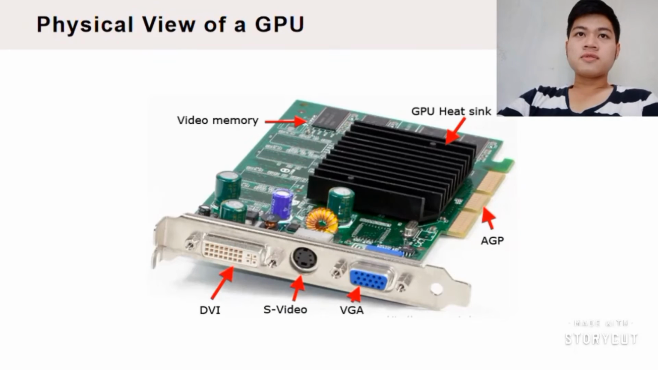Okay, next is the physical view of a GPU. A GPU has a video memory, GPU heatsink, AGP, DVI, S-video, and VGA.